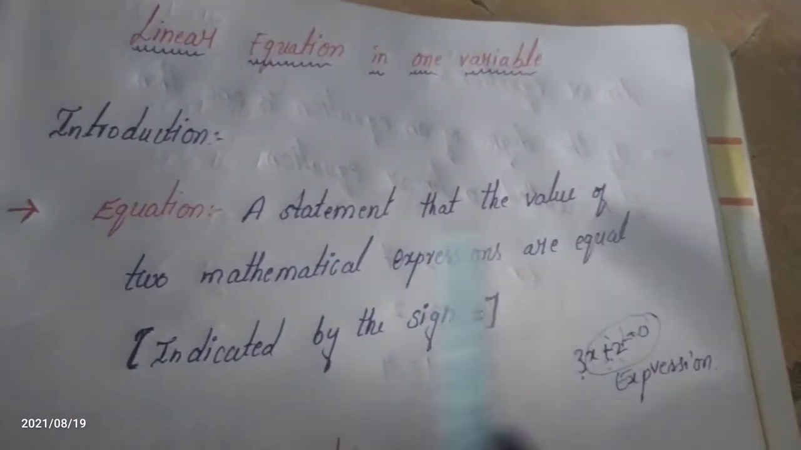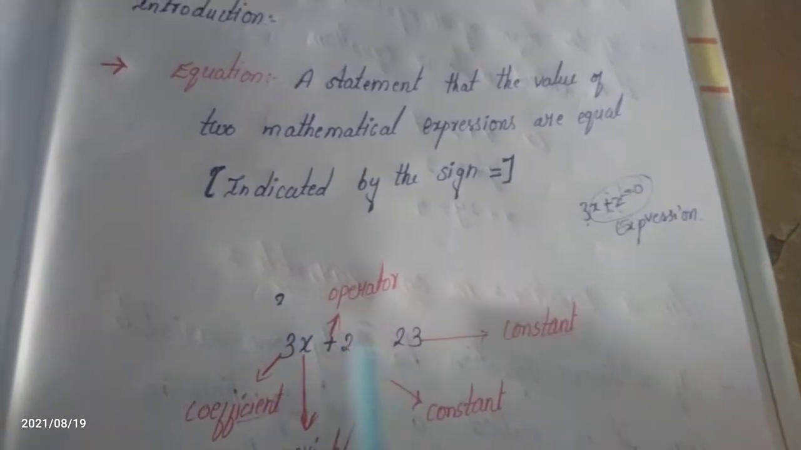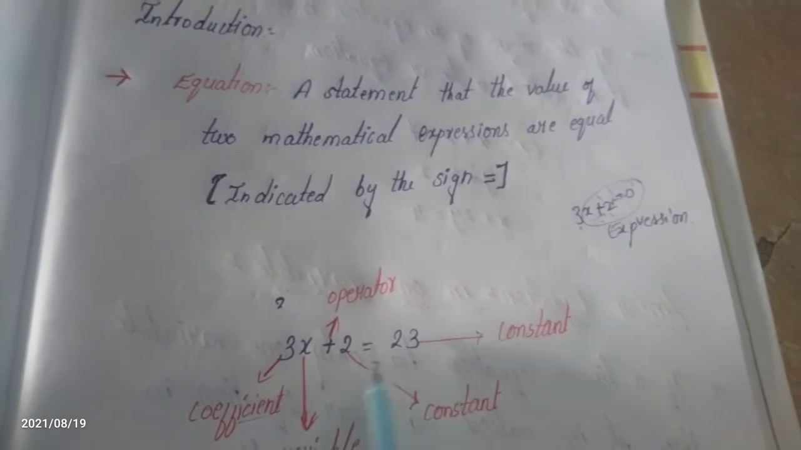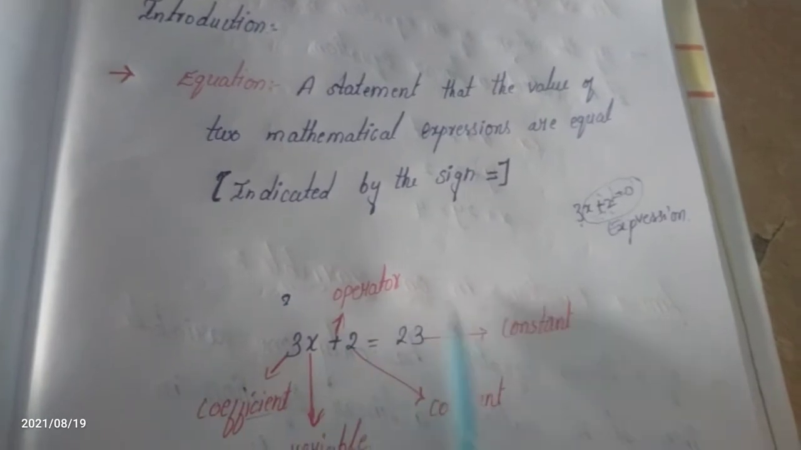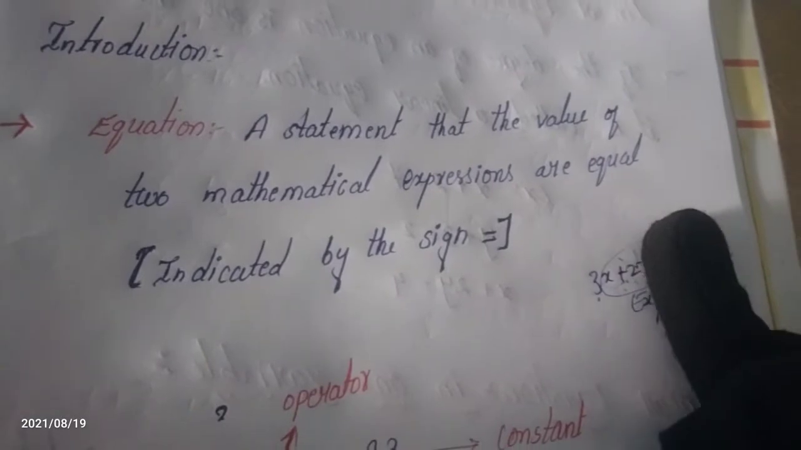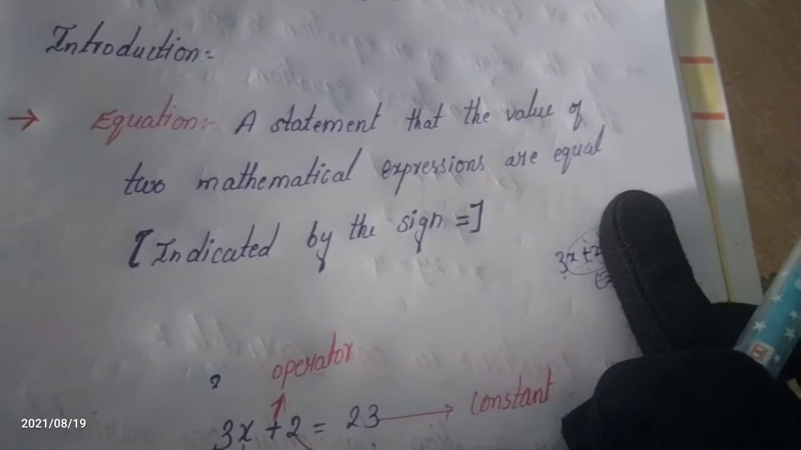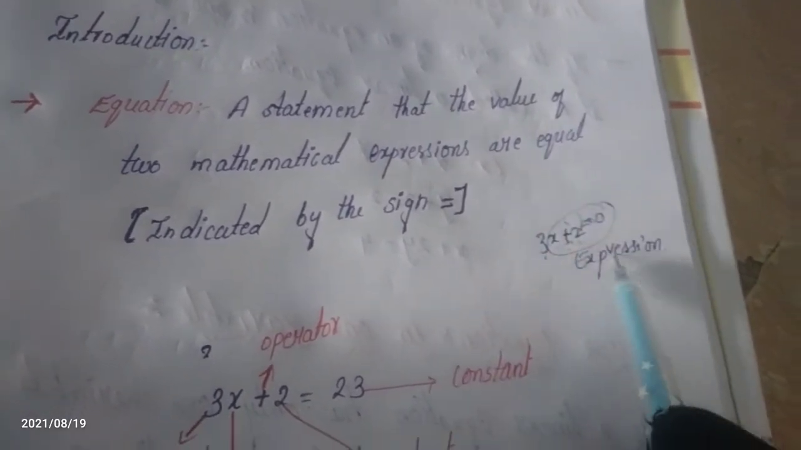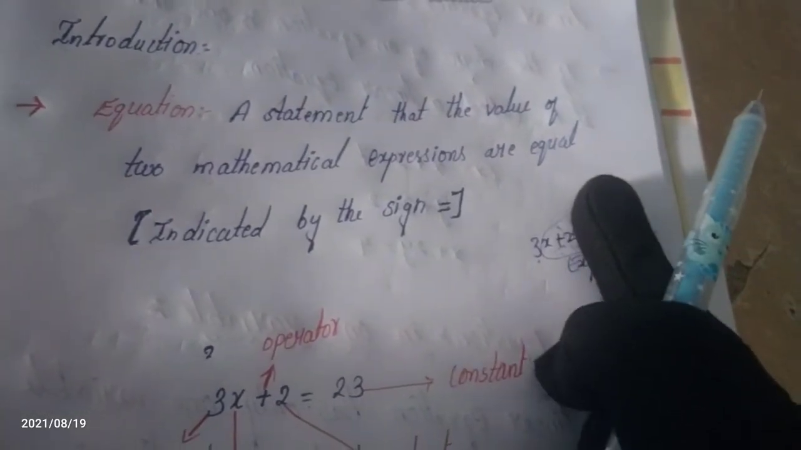An equation is the statement that the values of two mathematical expressions are equal. Here one mathematical expression is there, and here another mathematical expression is there. If the values of the two expressions are the same, then it is called an equation. If you have 3x plus 2 with no equal sign, it is called an expression. When we put equals to 0, it becomes an equation. If you don't have the equal sign it is an expression, if you have the equal sign it is an equation.